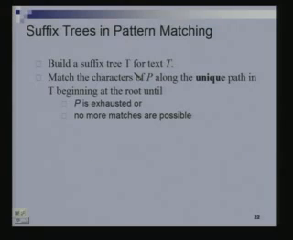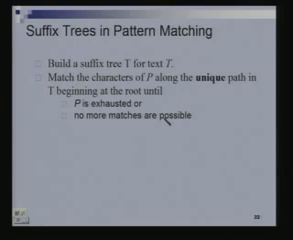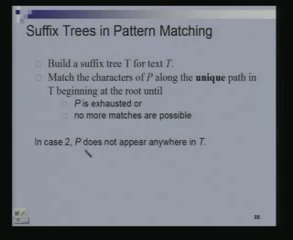So how do we do pattern matching? We build a suffix tree for the text, and match the characters of the pattern along the path beginning at the root until the pattern is exhausted. If the pattern is exhausted completely, then we have found a match. If no more matches are possible, then the pattern does not exist. So in case 2, P does not appear anywhere in the text.